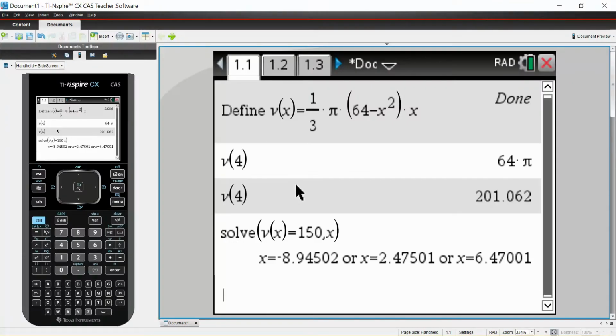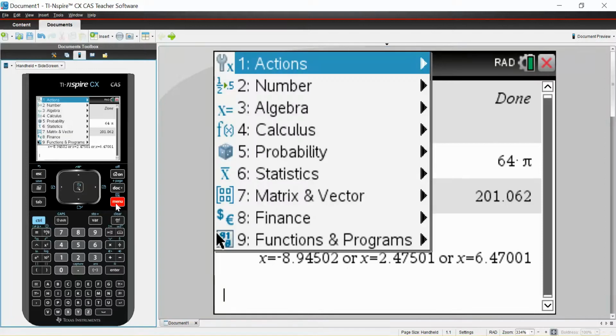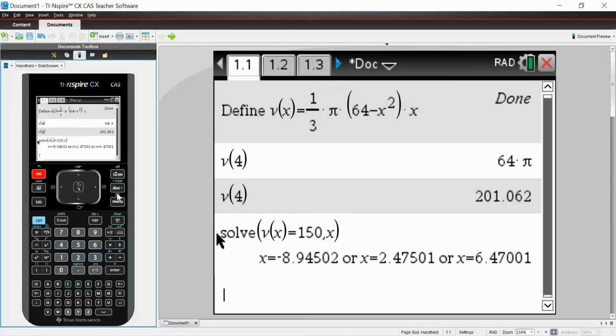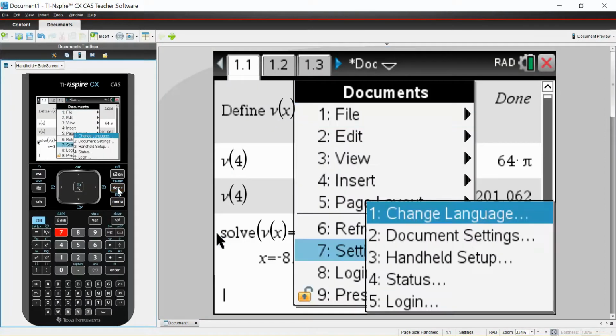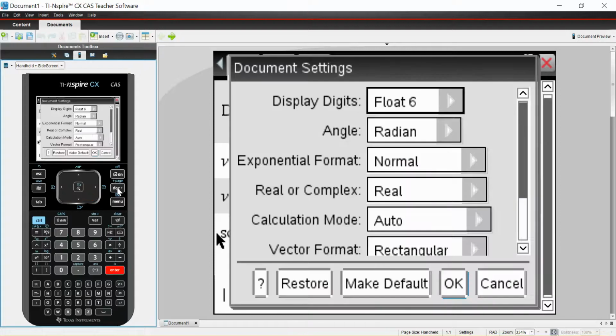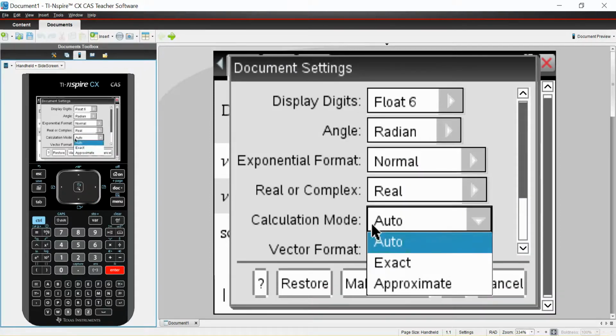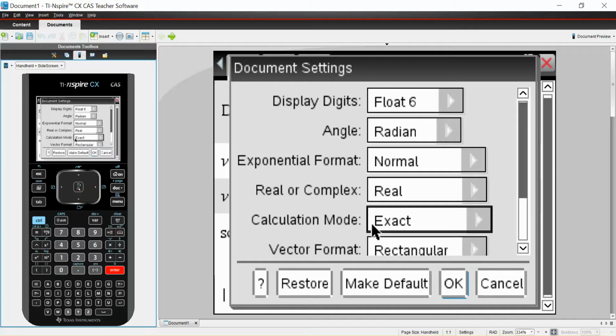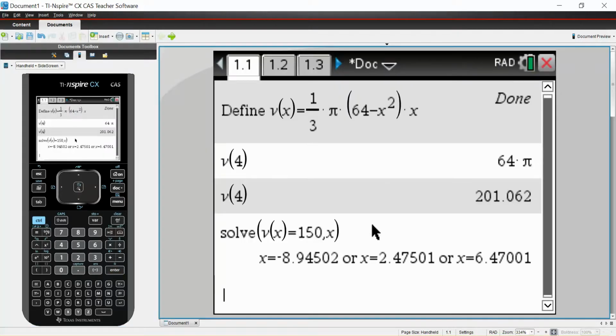And if you want exact values, which I'm surprised it didn't give me exact values here, menu, you can go to Document, Settings, Document Settings. Yeah, it's on calculation. See, calculation mode is in auto. If you want exact values, you got to change it to exact. I always keep it on exact because in your year 12 exam, if they don't ask for decimals, you don't give it in decimals, okay? So that would be wrong to do that.